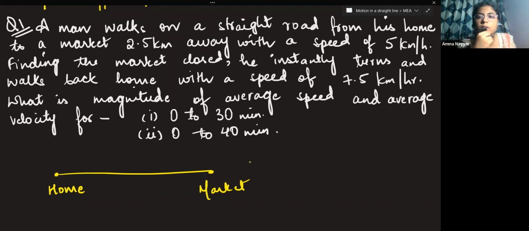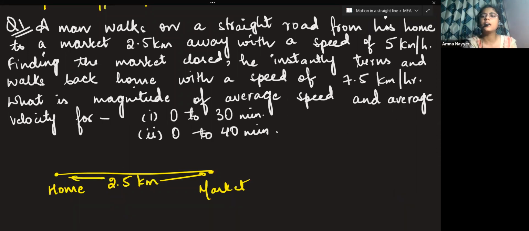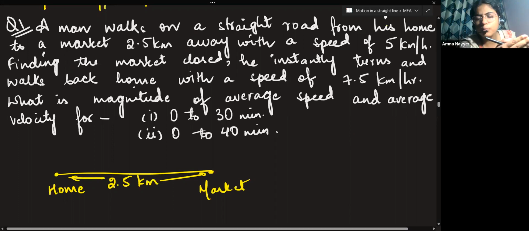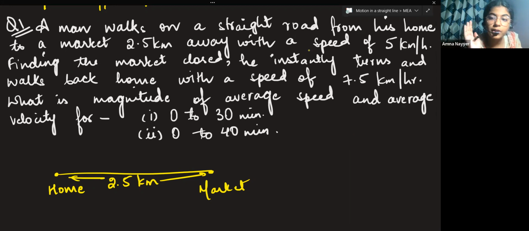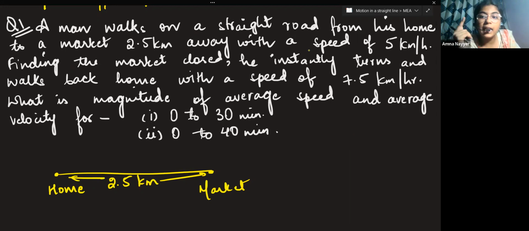So a man walks on a straight road from his home to a market 2.5 kilometers away. Obviously this distance will remain the same between home and market. You can relate it to yourself also. If your home and the market are situated within 2.5 kilometers, that distance will remain the same. But whether you reach the market quickly or slowly, the time you take depends on your speed. If you are walking very casually, slowly, then you will reach the market later on.